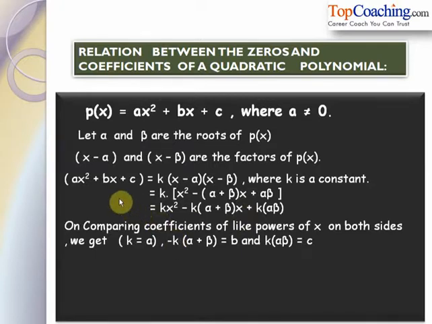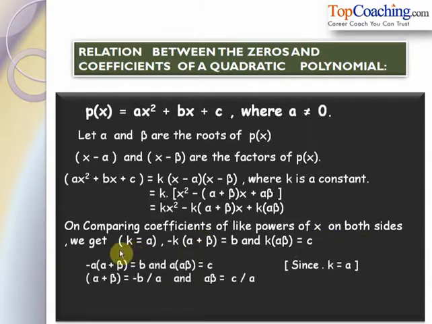So in the next step we compare the coefficients of like powers of x. That is, the coefficient of x square on this side is compared to the coefficient of x square on this side. Similarly, the coefficient of x on the LHS is compared to the coefficient of x on the RHS, and simply the coefficient of x to the power of 0 is compared on both sides. So when we compare the coefficients of x square, what we get is k equal to a. When we compare the coefficient of x, we get minus k times (alpha plus beta) equal to b, and when we compare the coefficient of x to the power of 0, we get k times alpha beta equal to c.